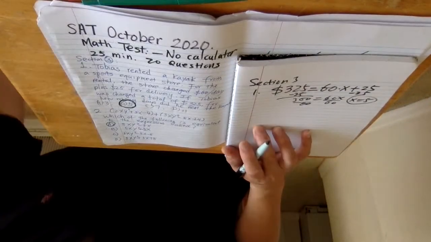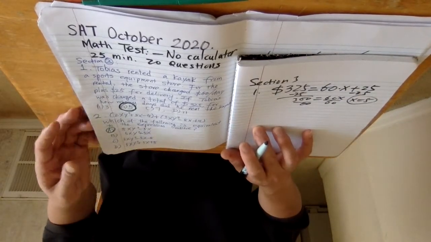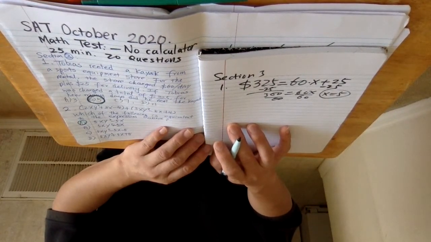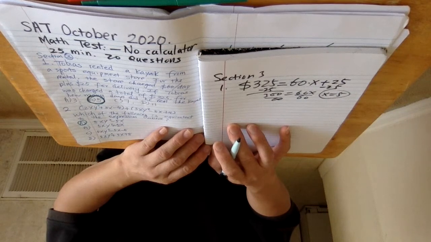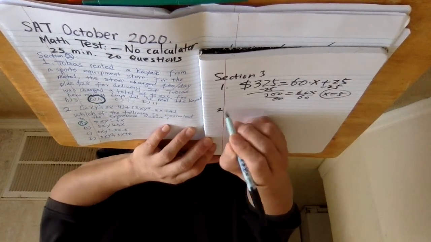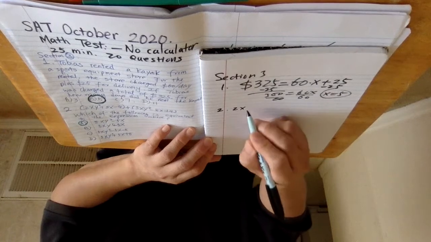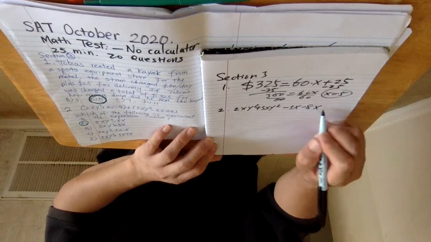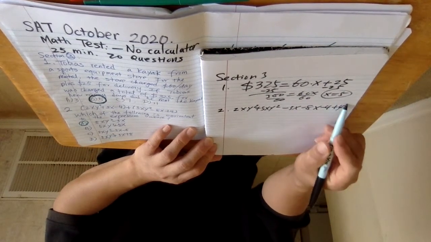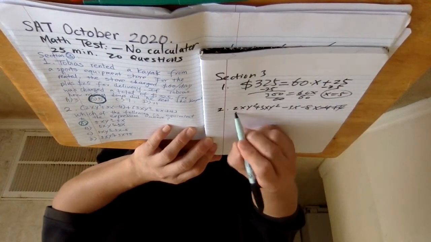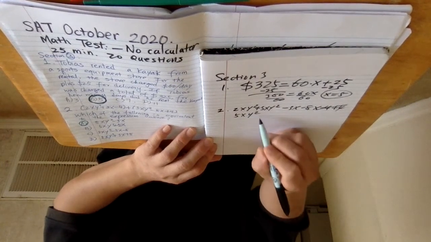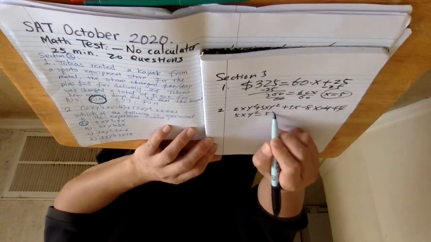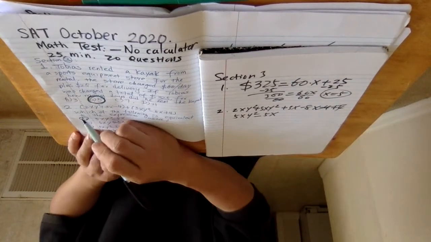Number 2. 2xy squared plus 3x minus 4 plus 3xy squared minus 8x plus 4. Which of the following is equivalent to the expression above? So we're going to combine the like terms. 3x minus 8x, minus 4 plus 4. This cancels out. It will be 5xy squared minus 5x. So the answer is A.